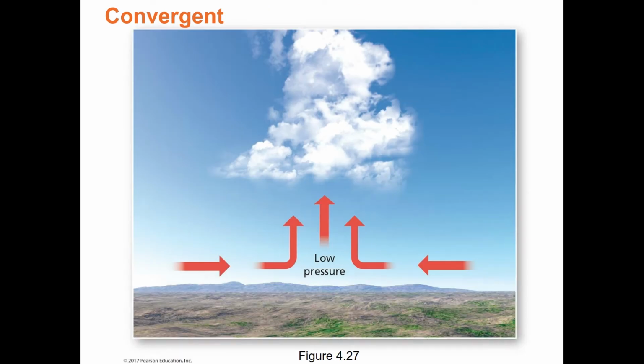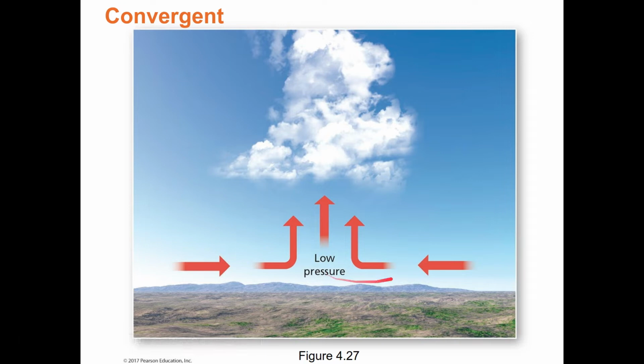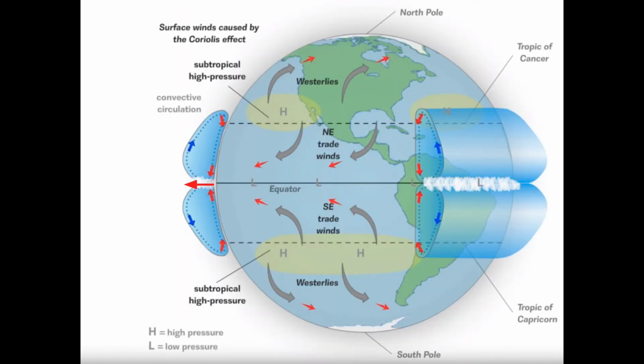So convergent is when the air comes together, converges, and rises. This would be, for example, along the intertropical convergence zone. You can imagine these could be the southeast trades, these could be the northeast trades, and then the air is rising in the ITCZ. Or it's just any area of low pressure. With low pressure, the air converges and rises. So number 1, convergent. For example, right here with the ITCZ, air is converging, and it's rising.